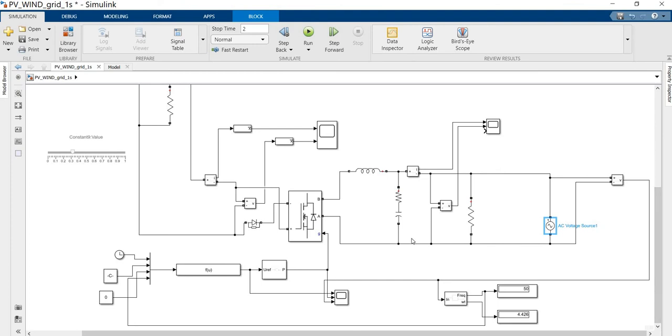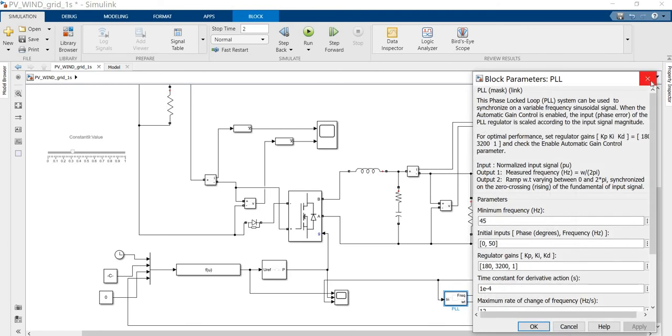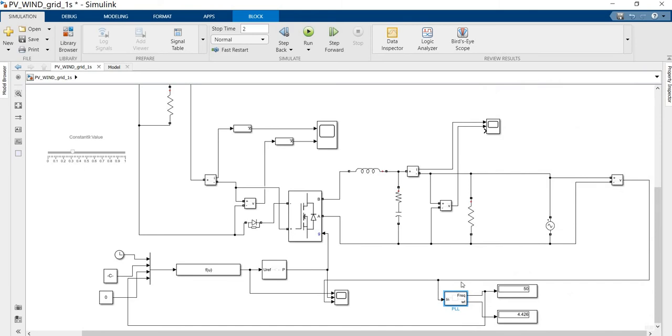We need synchronization. I already explained synchronization in the PV integrated system video, which is available on the same channel. Please see that video for a clear explanation. So this is the PLL, which is going to track the grid frequency. I am going to take this frequency value.